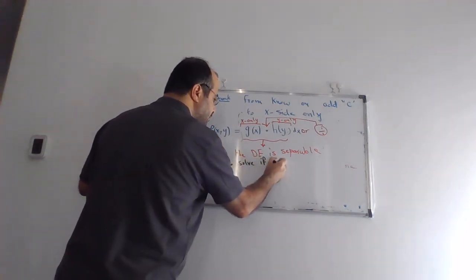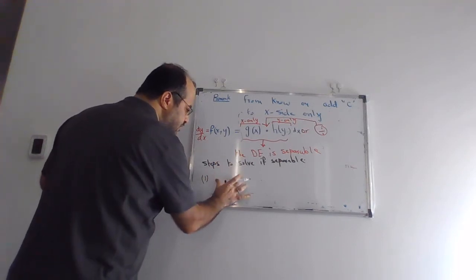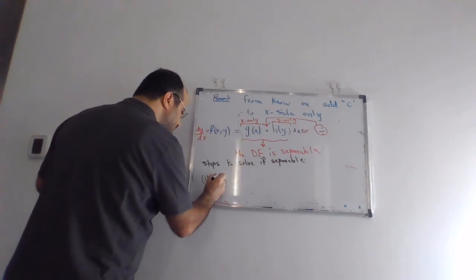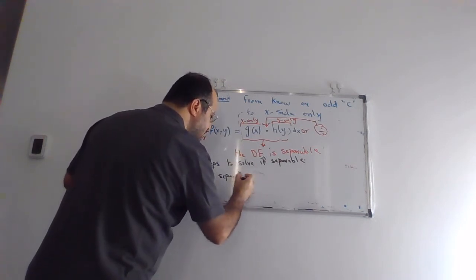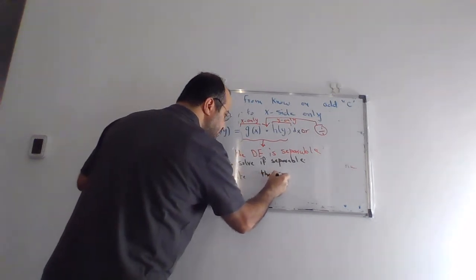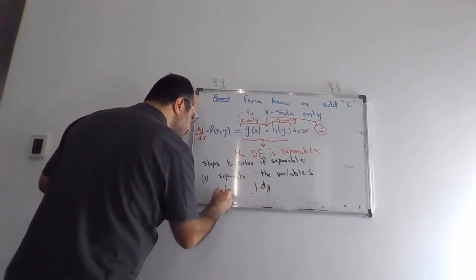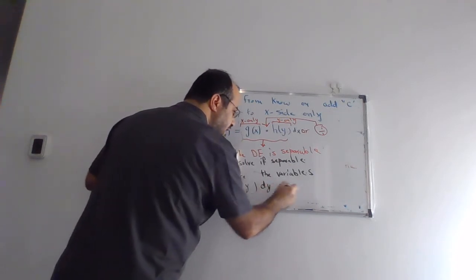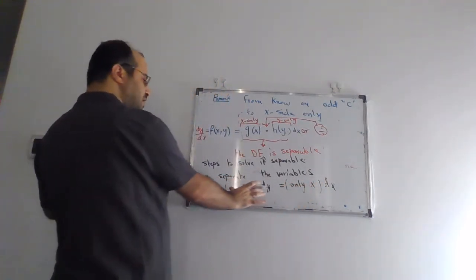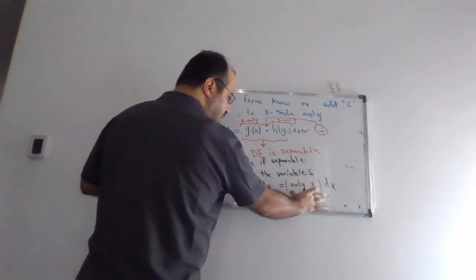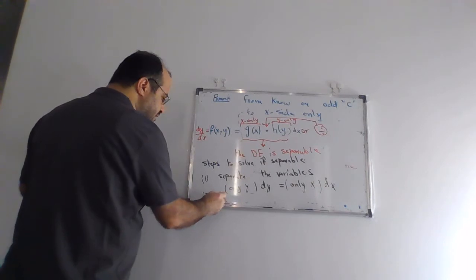If separable, step number one, you isolate the y. You separate the variables in the following form: you're going to have dy here, and here you're going to have only y, and on this side you're going to have dx and then only x. So you need to separate all the y's with dy and all the x's with dx. And the next step, number two, integrate both sides.